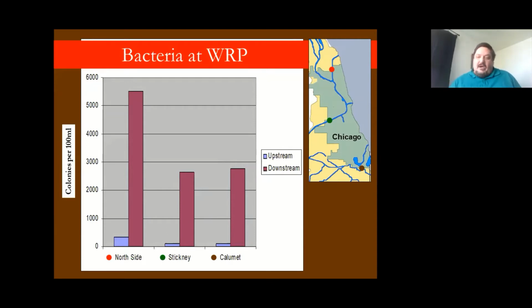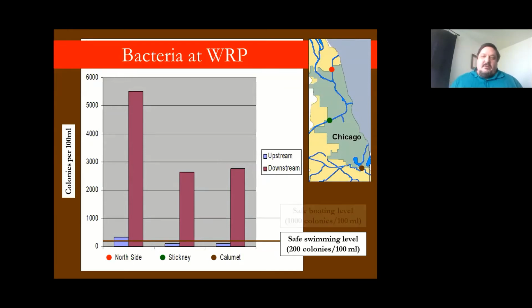Downstream, they're fairly high. If you're going to touch or interact with the water, here's your safe swimming level at 200 colonies per 100 milliliters. Here's your safe boating level at about 1,000 colonies per 100 milliliters. So you can see for human contact, upstream would be fairly safe. Downstream would not be. And this is historic. This is actually data from 2004. Things have changed, which is really, really good.